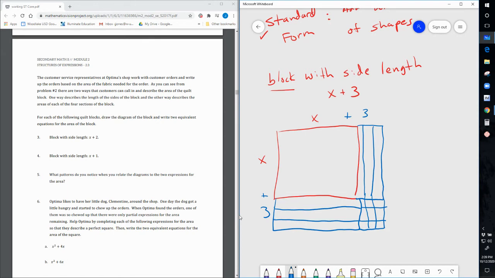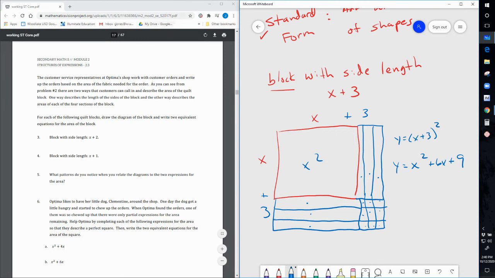So in this case, one equation is your side length squared, right? We'll just put y equals. And the other equation is x squared plus 1, 2, 3, 4, 5, 6 x's, and then plus 9. So this is the exact same problem as number 2, but for number 3 and 4, now you're going to make a side length of x plus 2 and a side length of x plus 1 and do the same thing. I expect on your assignment to see the area model and see both equations. That's for 3 and 4.